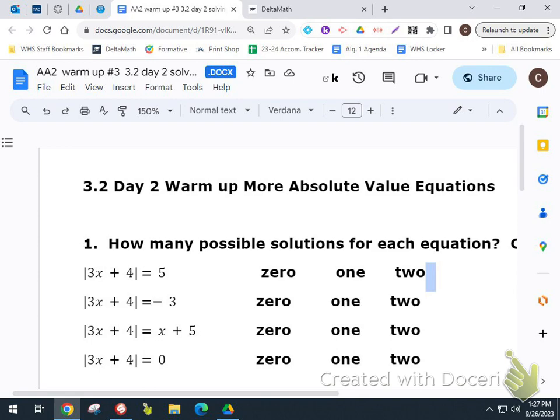What about absolute value equal to 0? It's only going to be 1. Okay? With those, absolute value can equal 0. The problem is when, we can have a distance of 0. The problem is when absolute value is negative.